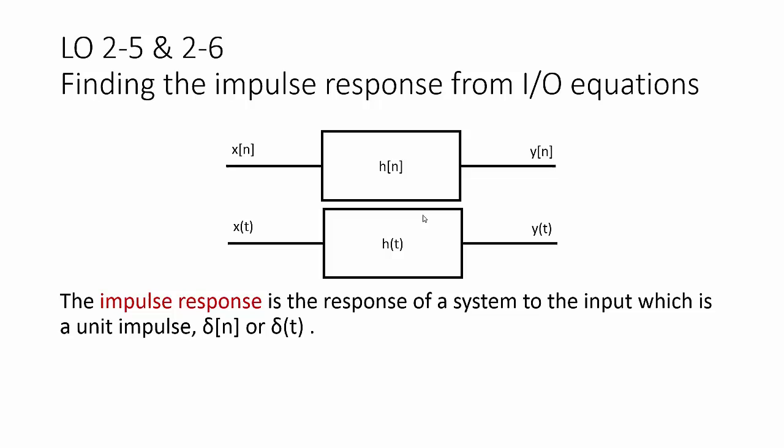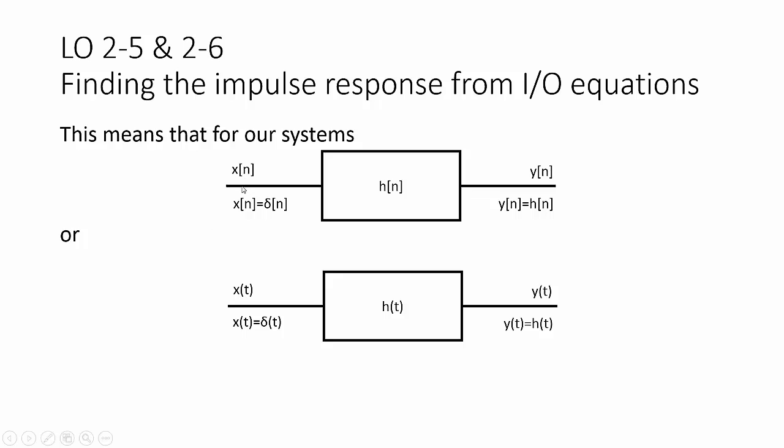Remember the definition of an impulse response. It is the response of a system where the input is a unit impulse, either delta of n if we're in discrete time or delta of t if we're in continuous time. Notice this word, response. Response just means output, answer, how the system responds to a particular input.